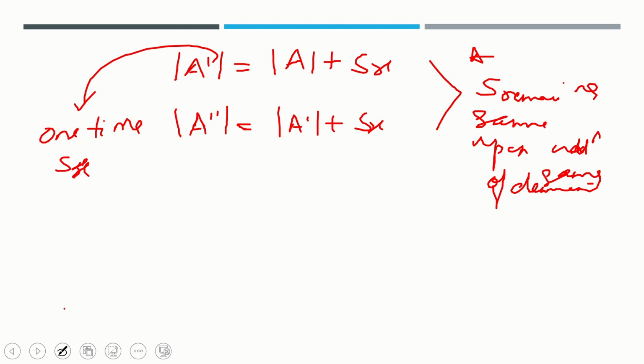So come to the point that if S remains the same, then I can write the equation like this: determinant of A double dash equals determinant of A dash plus Sx. But I know what determinant of A dash is, so I will substitute it. It becomes plus Sx, plus Sx. Okay, it becomes this one.